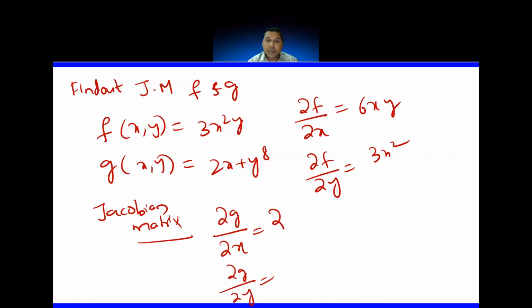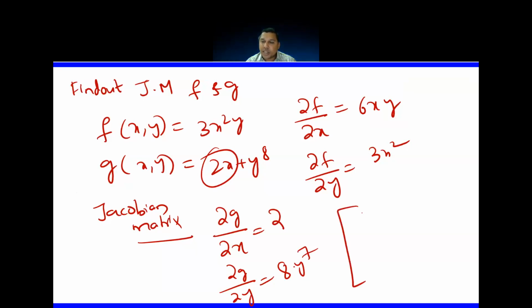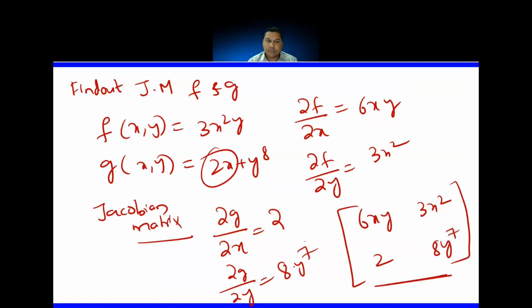y⁸ gives 8y⁷. So you now have 4 values. Represent them as a matrix. So 6xy, 3x², 2, 8y⁷. This is your Jacobian matrix.